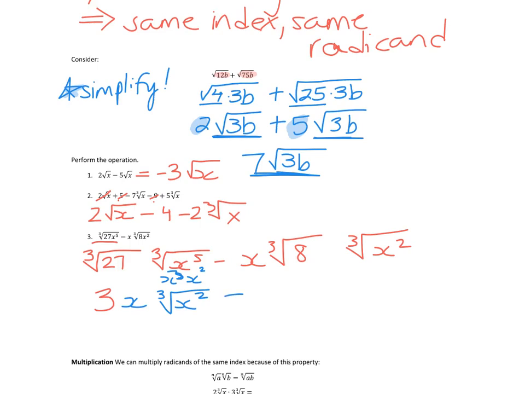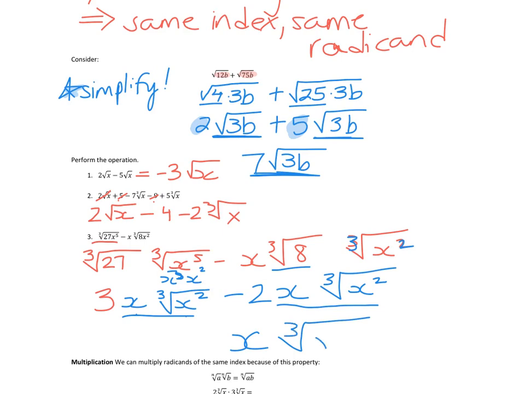All right, let's keep going. The cube root of 8 is 2. I'm going to write the x first. And then the cube root of x squared is already simplified: the exponent is smaller than the index, with no common factors. All right, this is our like term. We have an x, and we have the same index and same radicand. And 3 minus 2 is 1, so we can just write x times the cube root of x squared. And that's that.